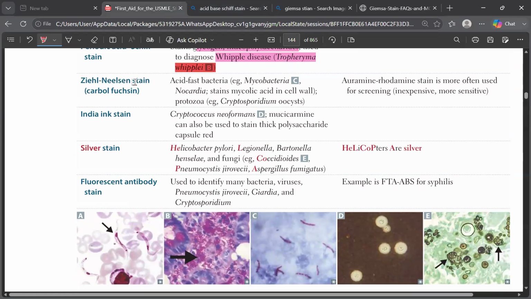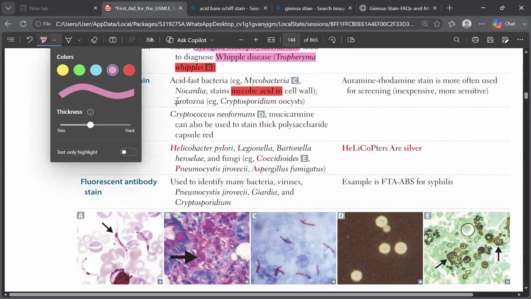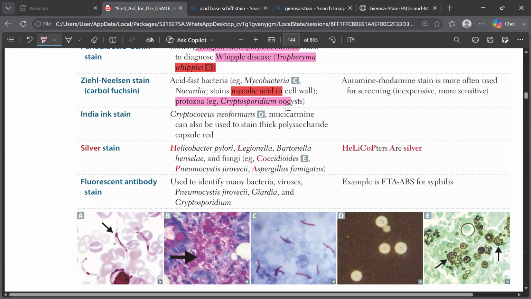Then we have the Ziehl-Neelsen stain or carbolfuchsin. It is an acid-fast stain that is used to stain mycobacteria right here, and Nocardia, staining the mycolic acid in the cell wall. Both mycobacteria and Nocardia are acid-fast bacteria, and Ziehl-Neelsen stain or carbolfuchsin is going to stain them, and it stains mycolic acid, which is present in the mycobacterial wall. Protozoa, which are an exception, are also stained by Ziehl-Neelsen stain. The specific protozoa are Cryptosporidium oocysts.